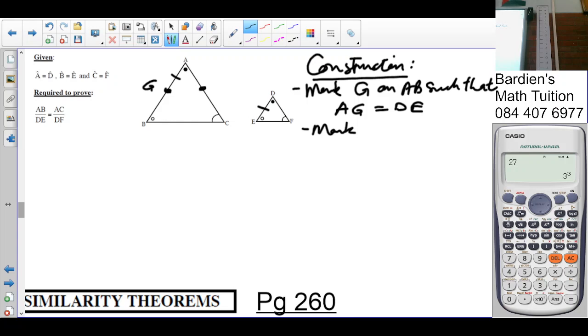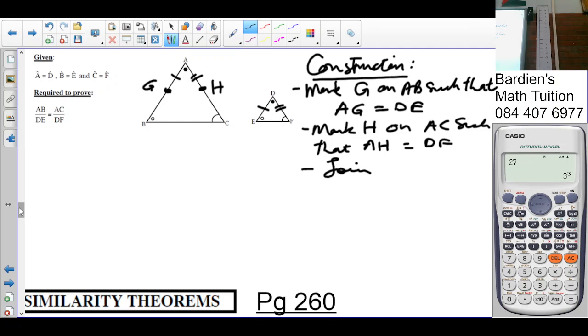Then we're going to mark. Where do you think it is going to go here? H, yes. Mark H on AC such that AH is equal to DF. Okay? Then we're going to join GH.